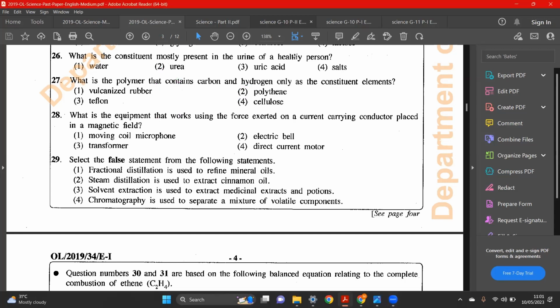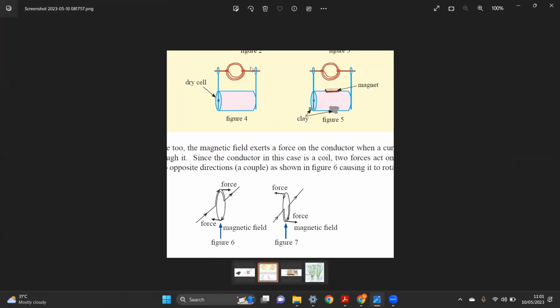28, what is the equipment that works using the force exerted on a current carrying conductor placed in a magnetic field? That is your direct current motor. If I show you this picture, you took it from your book.